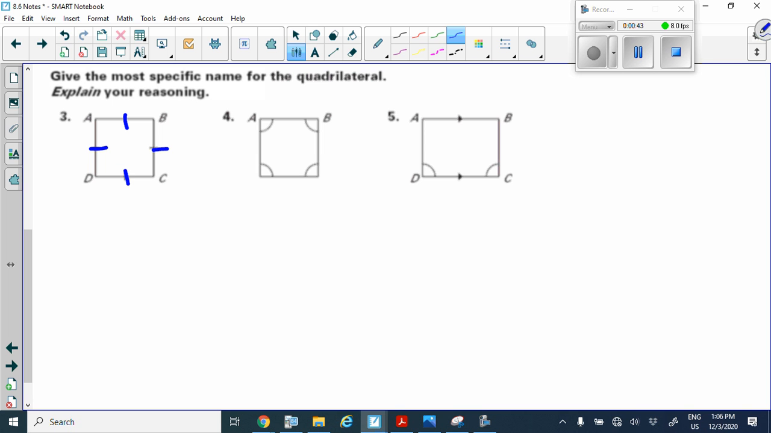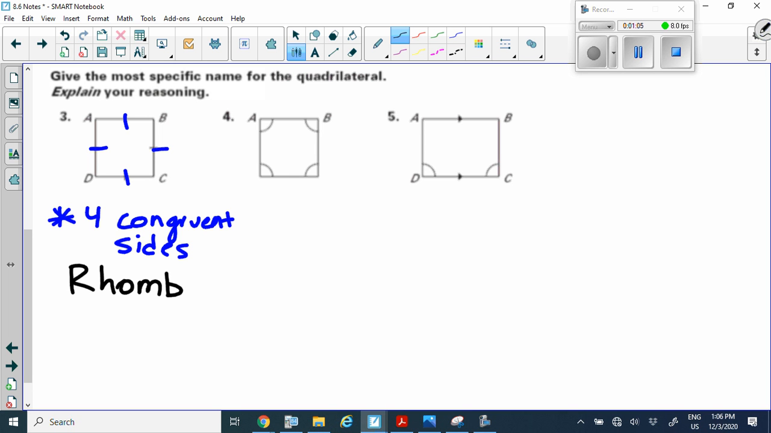Since all sides have the same tick marks, what does that indicate? That indicates we have 4 congruent sides. So if you look at your family tree, which quadrilateral indicates 4 congruent sides? That is going to be a rhombus. So that's what this is, just a rhombus. Now just be careful, don't forget, only look at what the picture provides. Don't add additional things here, so you cannot assume.